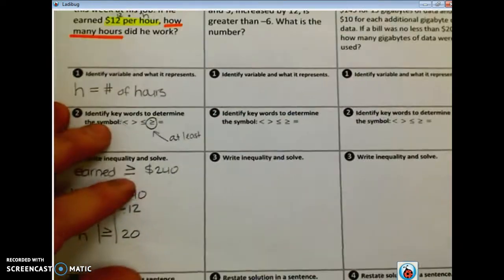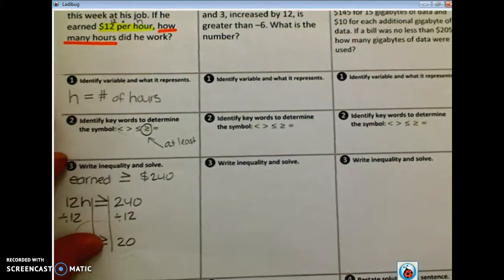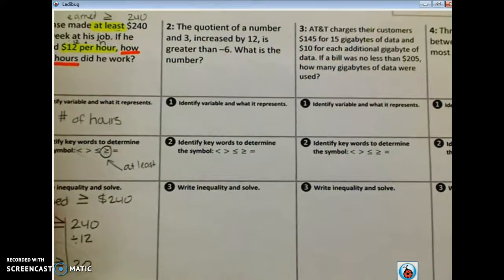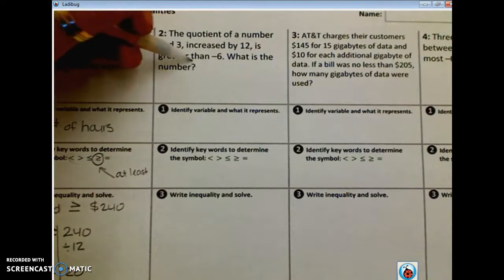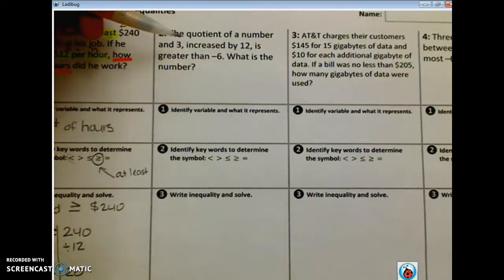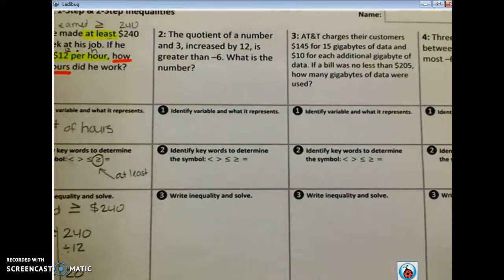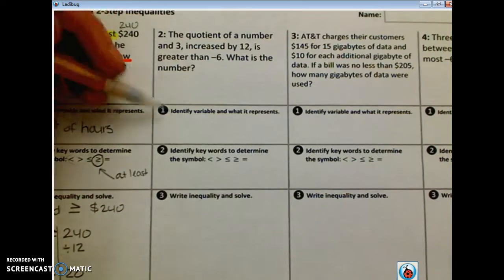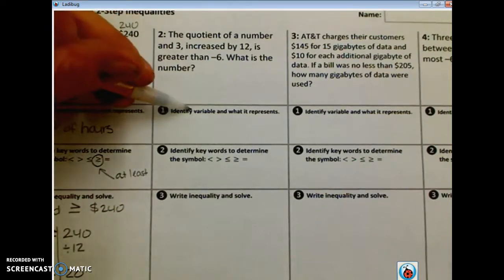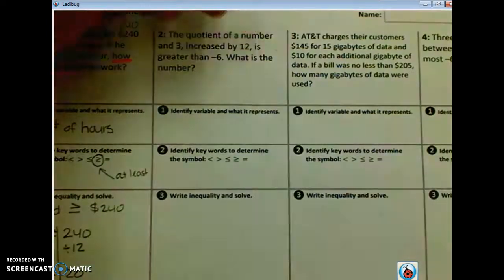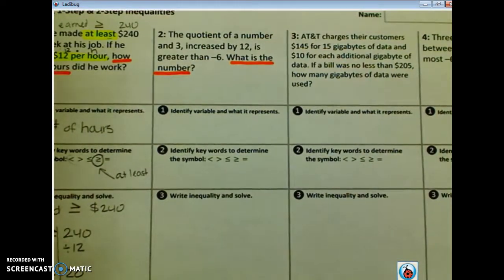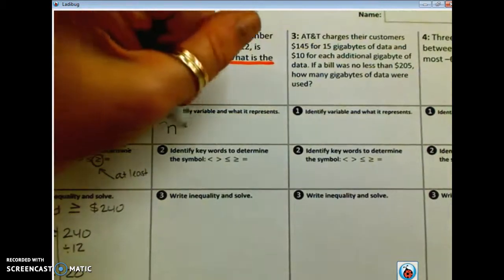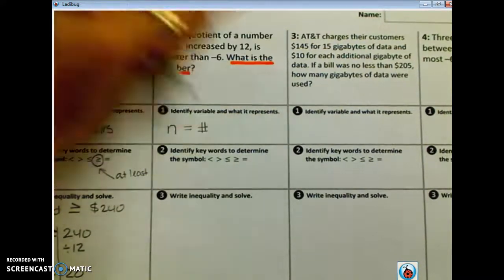All right, let's take a look at the next one. The quotient of a number and 3 increased by 12 is greater than -6. What is the number? Always read through it first. Now let's identify the variable and what it represents. Go back and see, what is the number? That's the question, so that's going to be my variable. I'm going to use N to represent the number I'm trying to find.